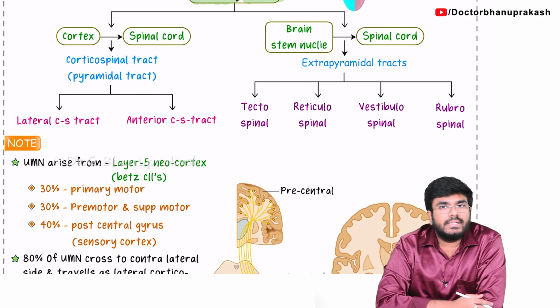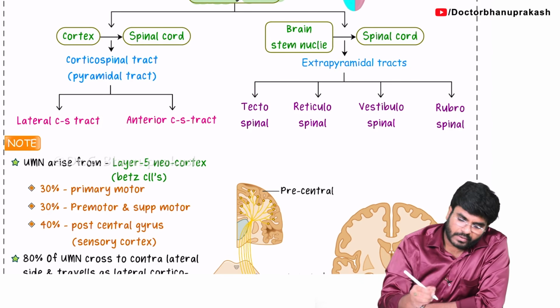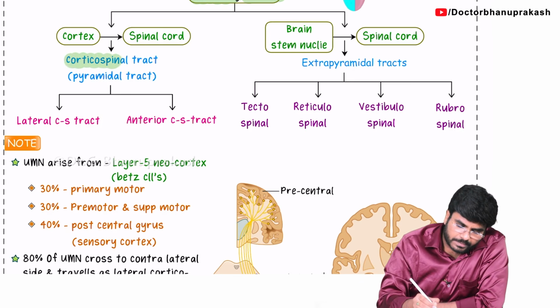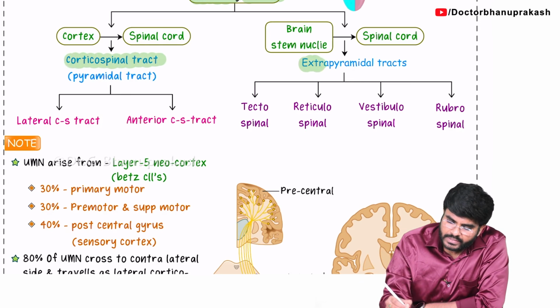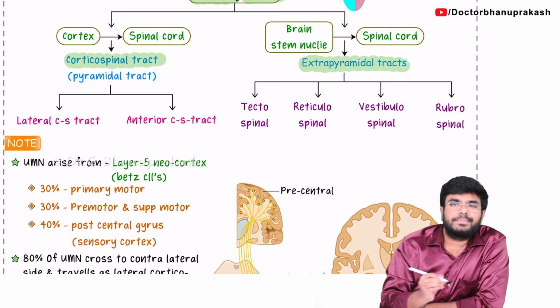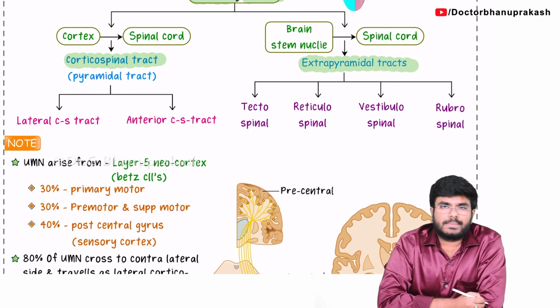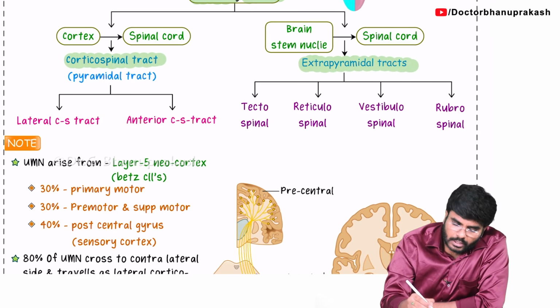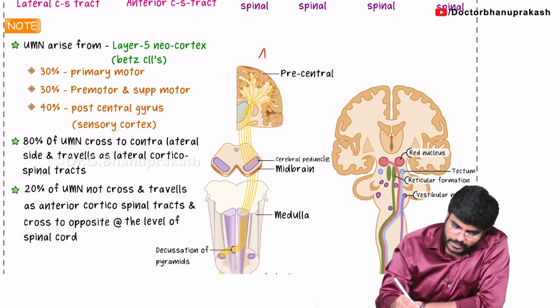In the same way, the descending tracts are also of two types. One is called the corticospinal tracts and the second is called the extrapyramidal tracts. So what is the difference between these two tracts, corticospinal and extrapyramidal? Now just label A and B here. Okay, right, A and B.